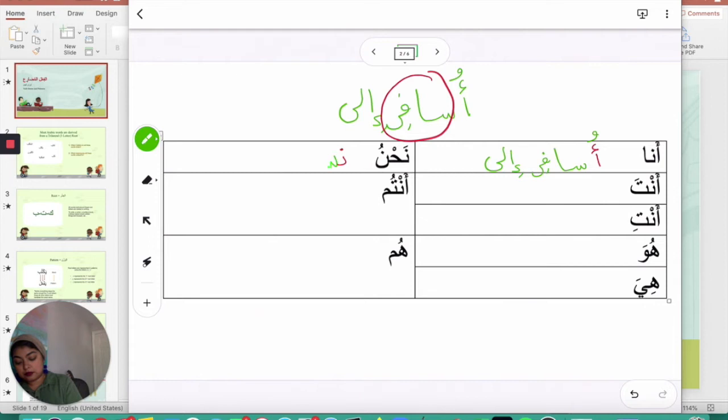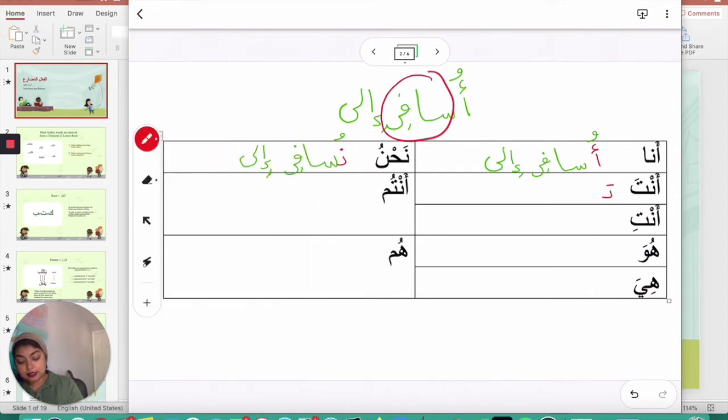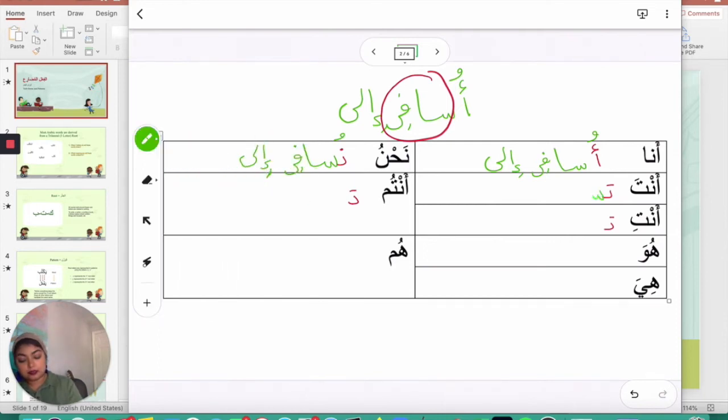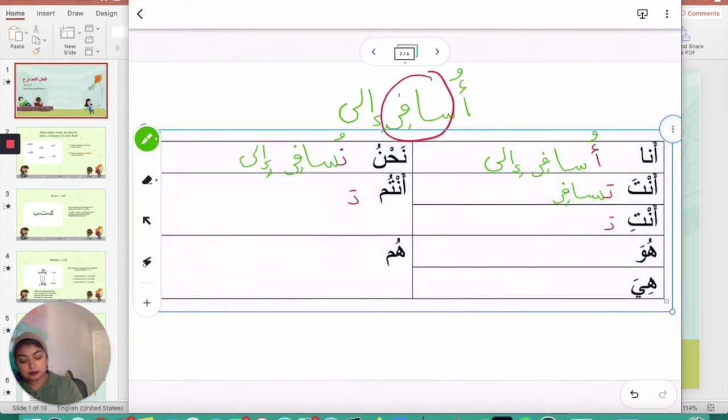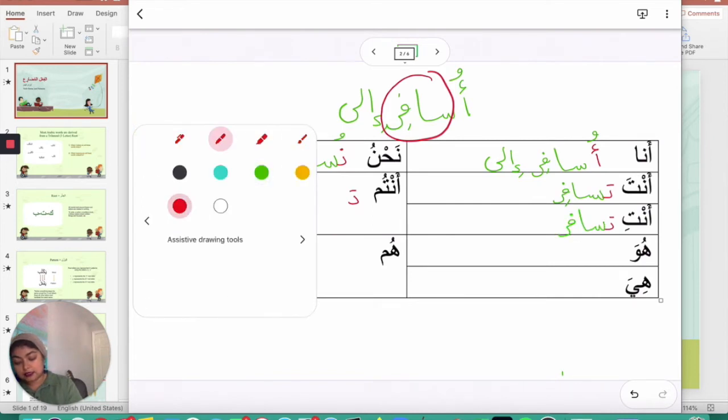نحن نسافر. نحن نسافر إلى. أنت, أنتِ, and أنتم all start with ta. So let's look. What do we have? أنت تسافر إلى. أنتِ تسافر. What do we add to the end?